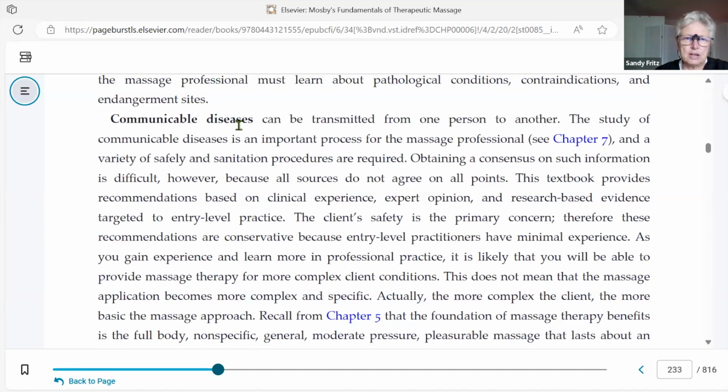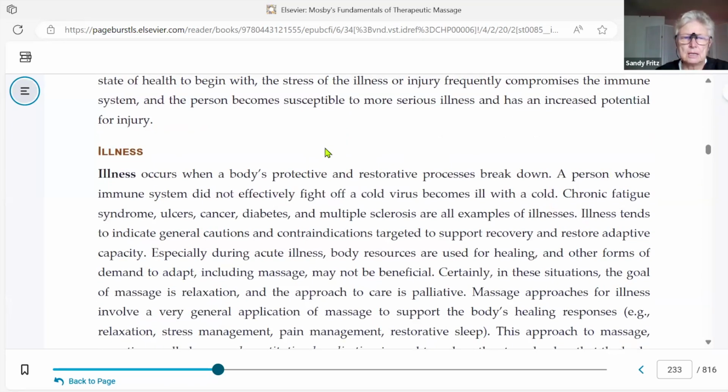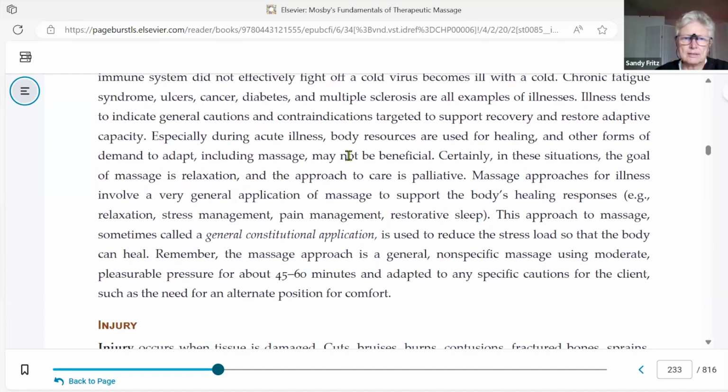So this chapter's got a lot of language in it. You're going to want to know what the language means. We've got communicable diseases, the difference between illness and injury. The book does a very good job explaining this stuff. Use the read tool feature on this. Read it out loud. Novel repetition. You're going to want to get this information in multiple formats.